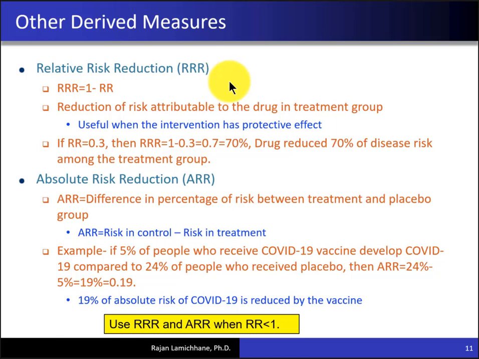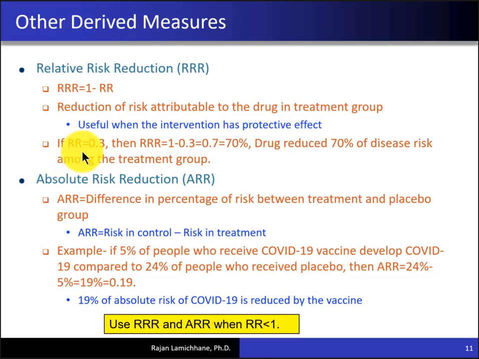Relative risk reduction is a derived unit, and we can get the relative risk reduction when relative risk is less than 1, and it shows us the reduction of risk attributable to the drug in the treatment group. As I said, the relative risk reduction is just 1 minus RR, and the relative risk must be less than 1. We only calculate relative risk reduction when the intervention has a protective effect, meaning when we are using drugs to treat the disease.